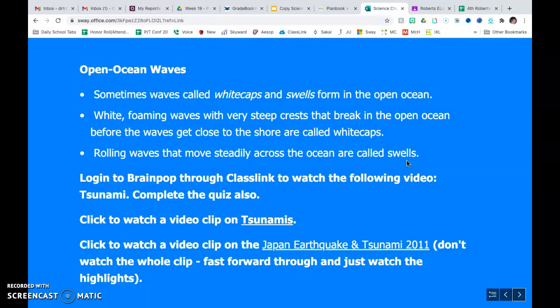So now we're going to talk about specific types of waves. You're going to go back to the Brain Pop and you're going to watch the tsunami video and complete that quiz. Then you're going to come back here, watch this video clip by clicking on tsunamis, and then you're going to watch part of the Japan earthquake and tsunami of 2011. Now this video is about 45 minutes long, so don't watch all of it. Just fast forward it and catch highlights of it. If you have time later, you can come back and watch the full thing, but you don't have time in class to do that.